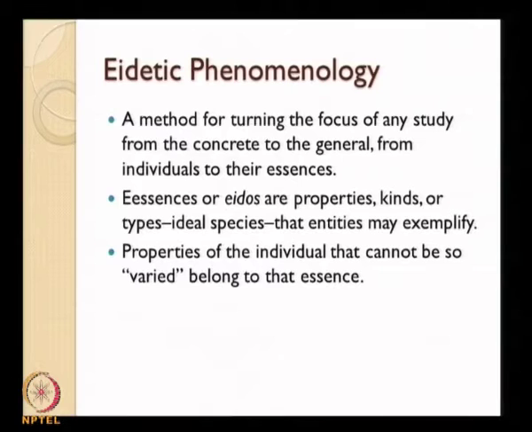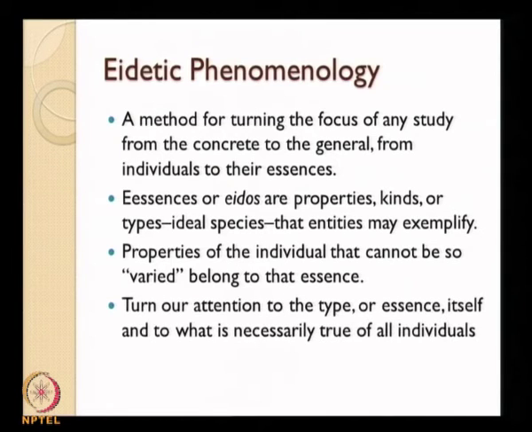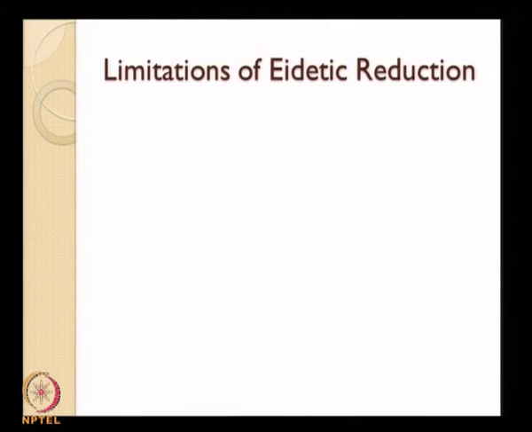So, properties of the individual that cannot be so varied belong to the essence of the object. Turn our attention to the type or essence itself and to what is necessarily true of all individual entities. So, this is what eidetic reduction does. And now, what we are going to see is that we observe a kind of advancement from the phenomenological reduction to the level of eidetic reduction, it has become more positive, and also there is a look for essences, and conceiving phenomenology as a science of essences, the eidetic reduction stage seems to be a little more matured stage than the psychological phenomenological reduction stage.